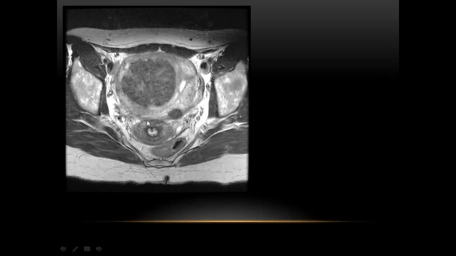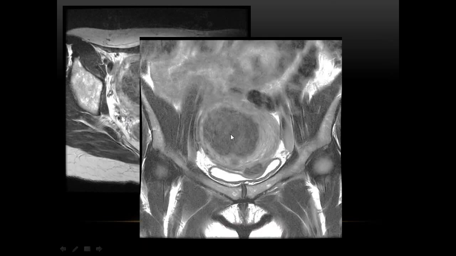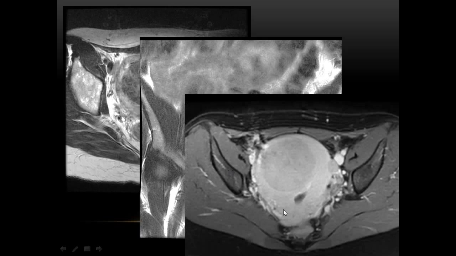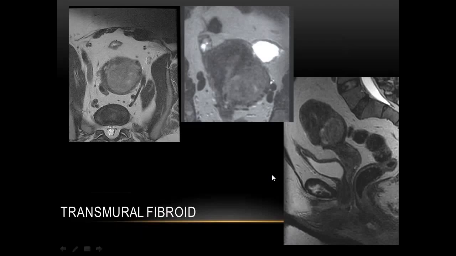This is just another example of an intramural. See, it's completely surrounded by myometrium. Here is a portion of the endometrial cavity, but there is a separation of myometrium around it. Another example, and you can see this is endocervical canal, endometrial canal. There's still a thick enough portion around it, separating it from the endometrial cavity.